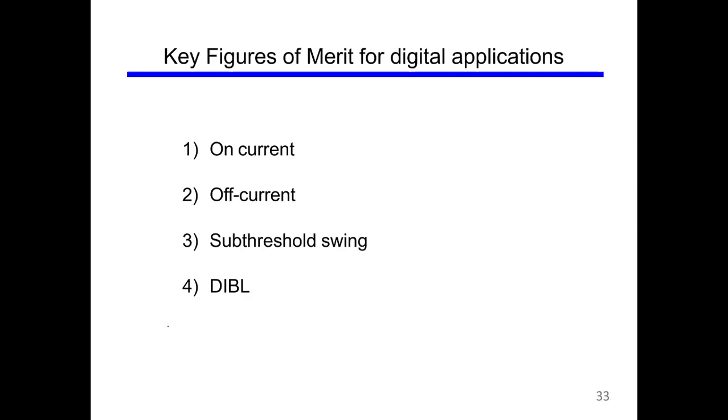This is the summary of the lecture on the figures of merit for digital application. We discussed the on current, the off current, the sub-threshold swing, and DIBL and what implications they have.